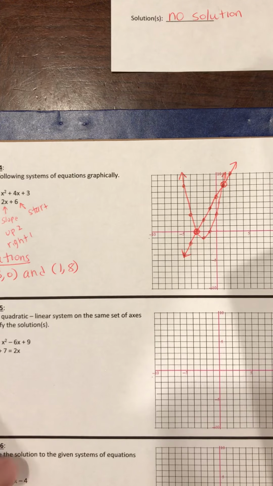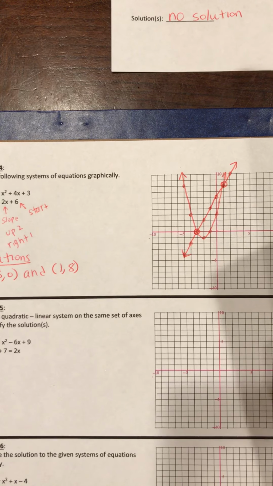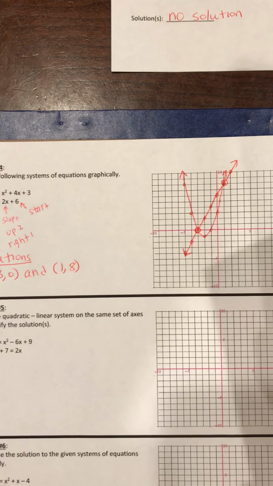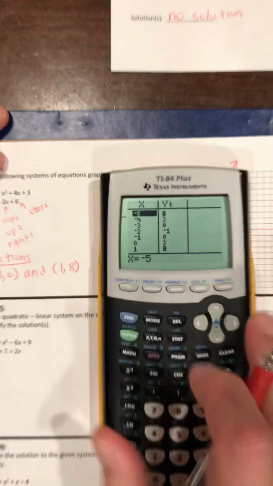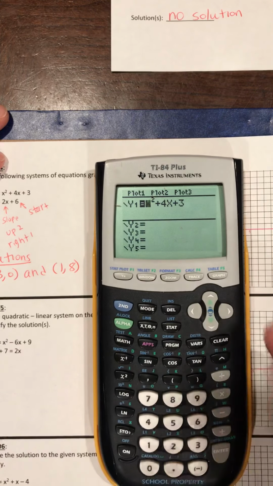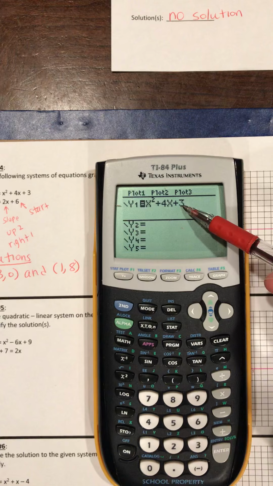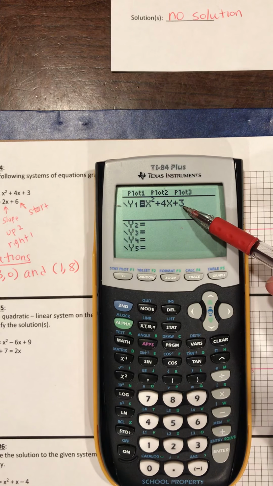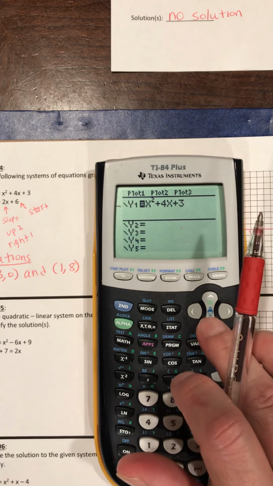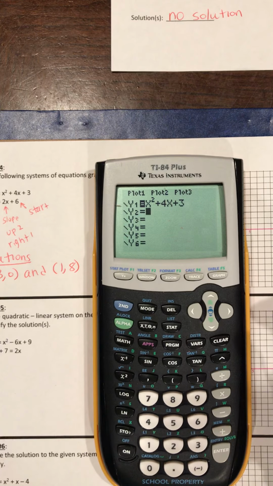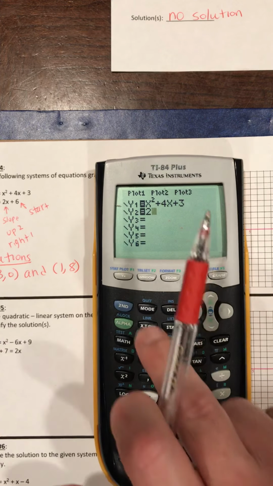Now I want to show you how you could solve this without even graphing it. If you are not able to print this sheet, you can get the answer by using the graphing calculator. So if I go back to y equals, I already had my quadratic equation in there. I'm not going to clear it out. I'm going to hit the down arrow. Now I'm going to put the linear equation in.